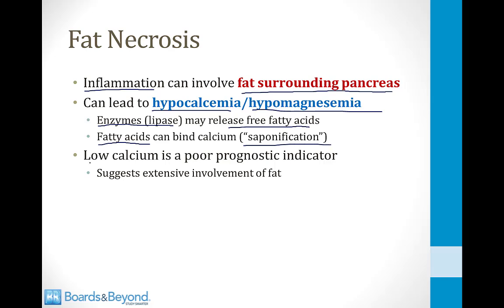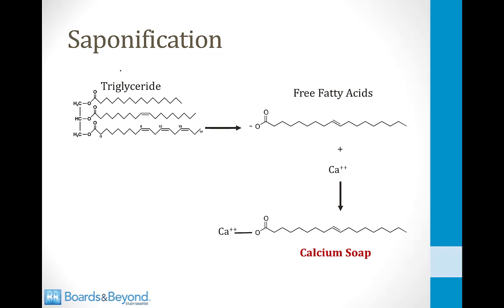And low calcium, as we saw before with some of the scores for acute pancreatitis, is a poor prognostic indicator, and that's because it suggests that the pancreatic inflammation is so extensive that it is now involving the fat surrounding the pancreas.